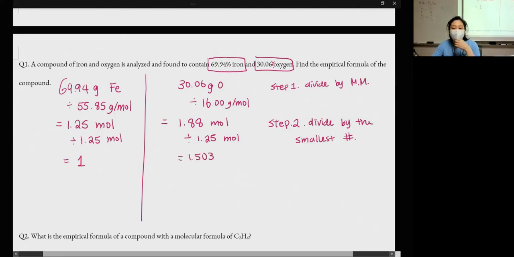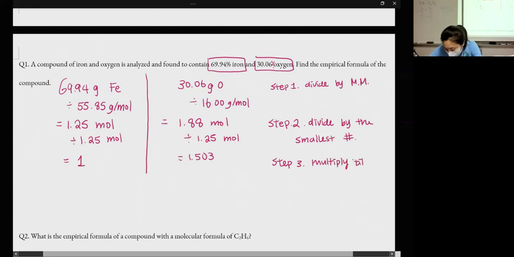Okay, so since both of them are not really close to a whole number, what we're going to do is step 3, multiply till you get the whole number. So if you are ending with 0.5, then multiply by 2. If you're getting 0.3 or 0.6, then multiply by 3.